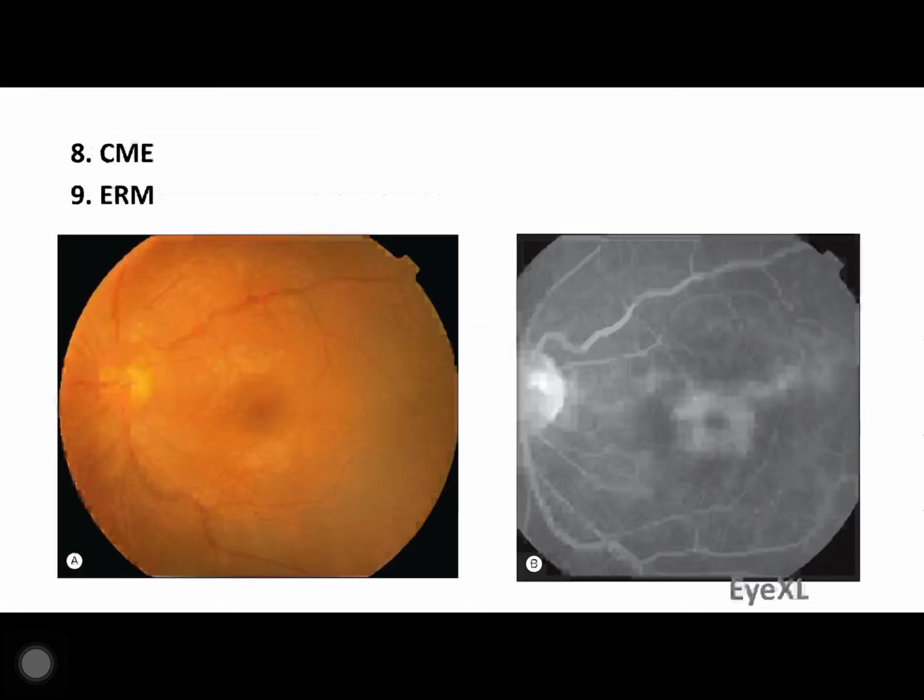The next features that you might see, if the inflammation is severe enough and progresses to the back of the retina, is a cystoid macular edema. And lastly, you could have an epiretinal membrane. So look at the bottom image, the bottom left, the colored image.